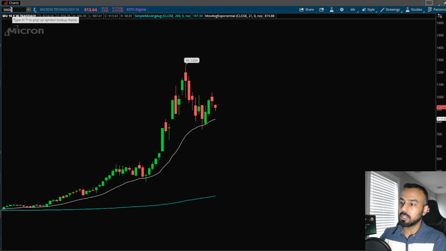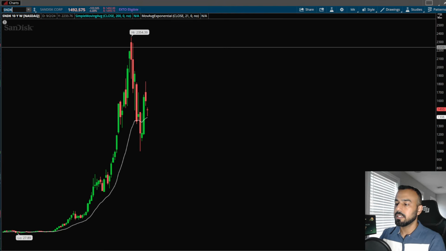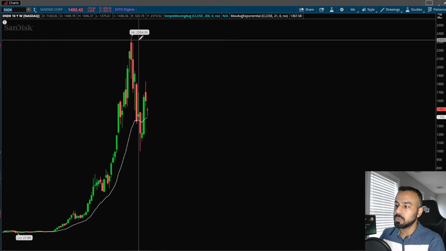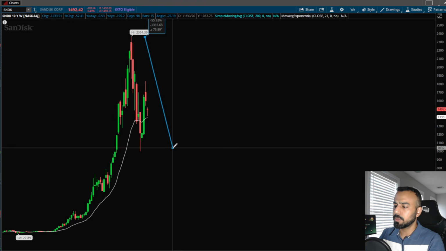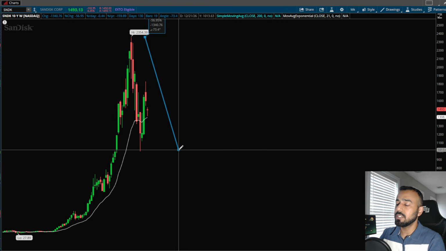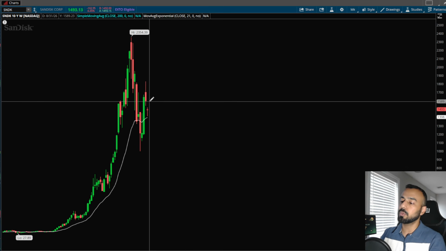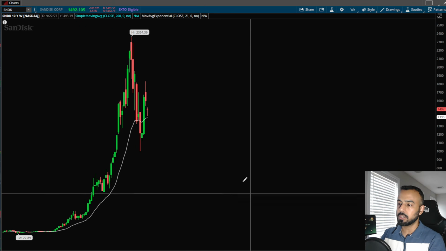Same thing we can do on SanDisk, similar move. We had this euphoric move, pulled back into, I think, about 40% again. Oh, 56% pullback. So 56% pullback on this. We're going sideways now, and then we'll eventually come down.